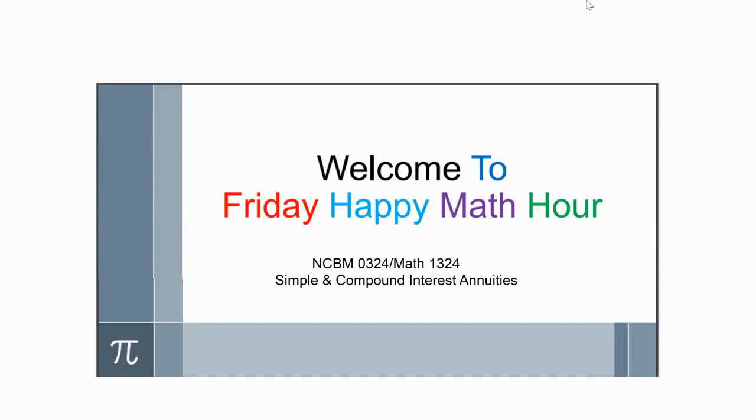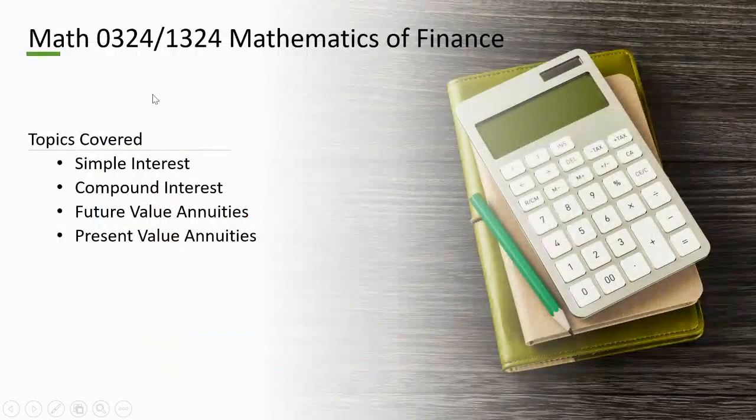Today we're going to be covering, I believe, chapter 5 from the Math 1324 book, which is simple and compound interest, and annuities. These are the 4 topics that I'm going to cover. Simple interest is from 5.1. Compound interest is from 5.2. Future value annuities is 5.3, and present value annuities is 5.4.